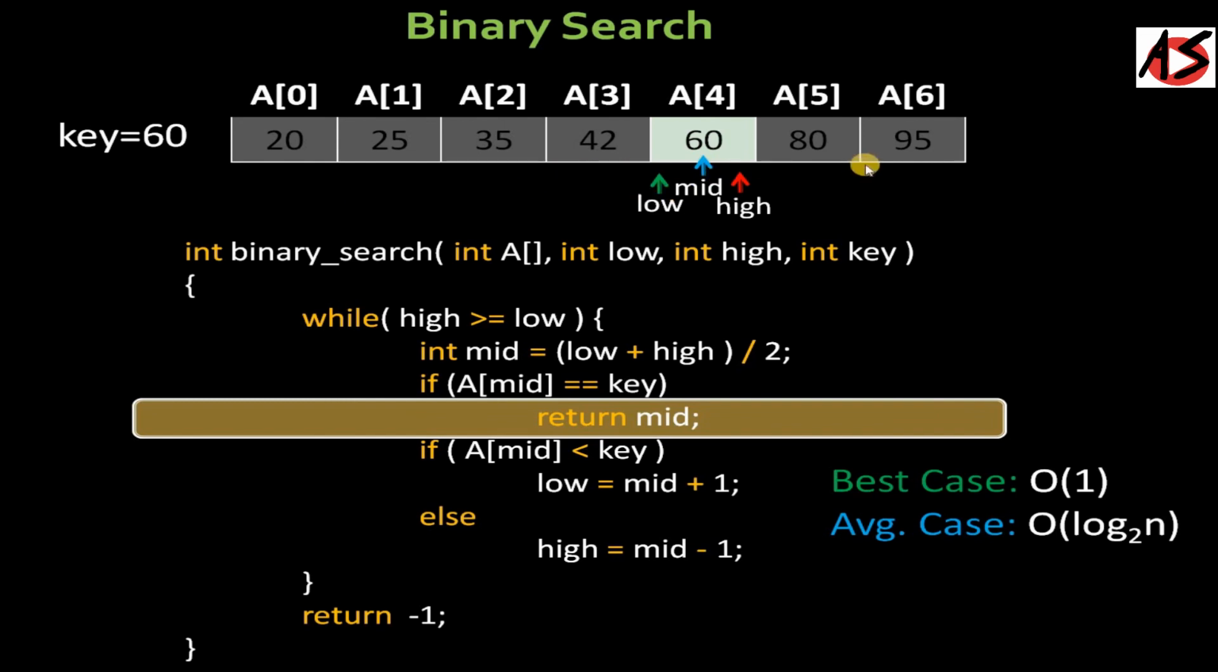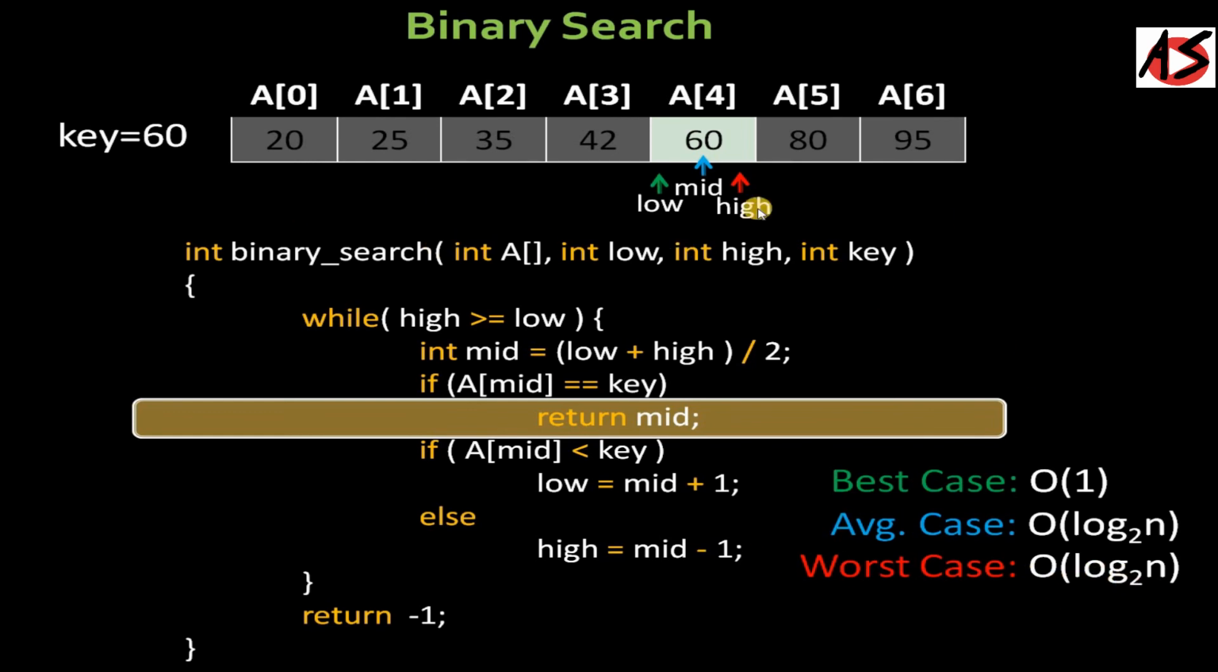In the worst case also, if you are finding your element in the last comparison or your element is not available in the list, you get the failure. But for that, you have to do log n comparisons. So here the worst case is also big O of log n.